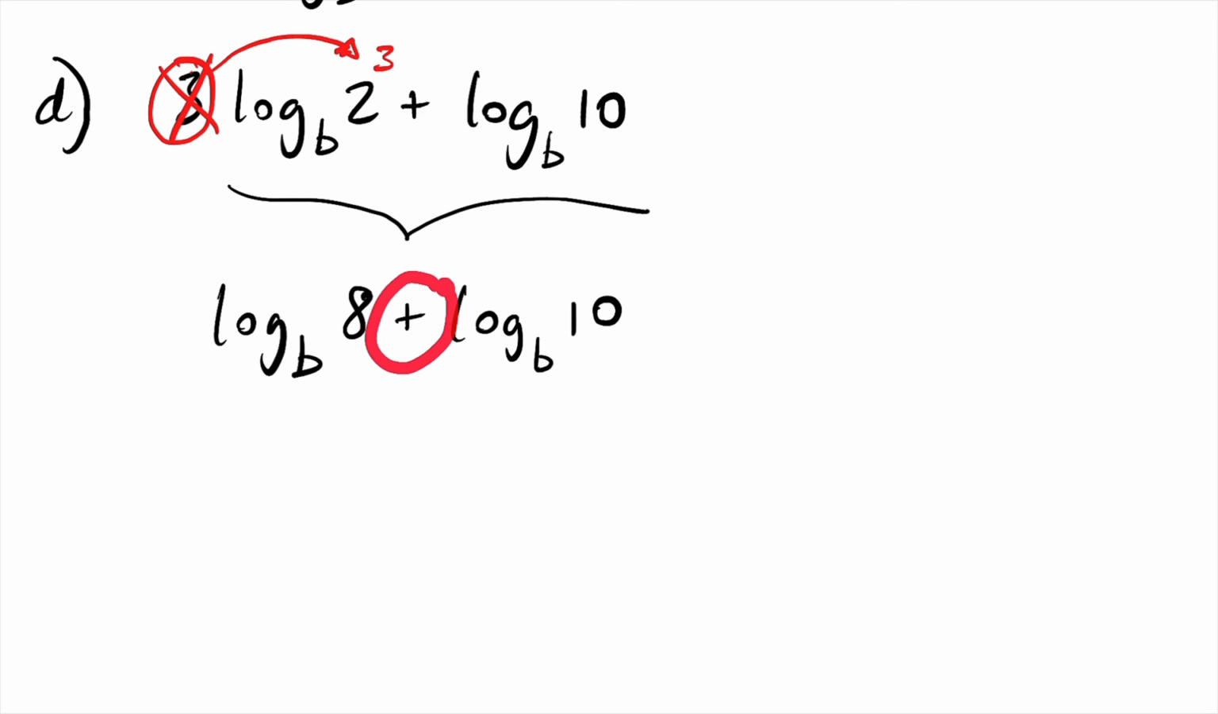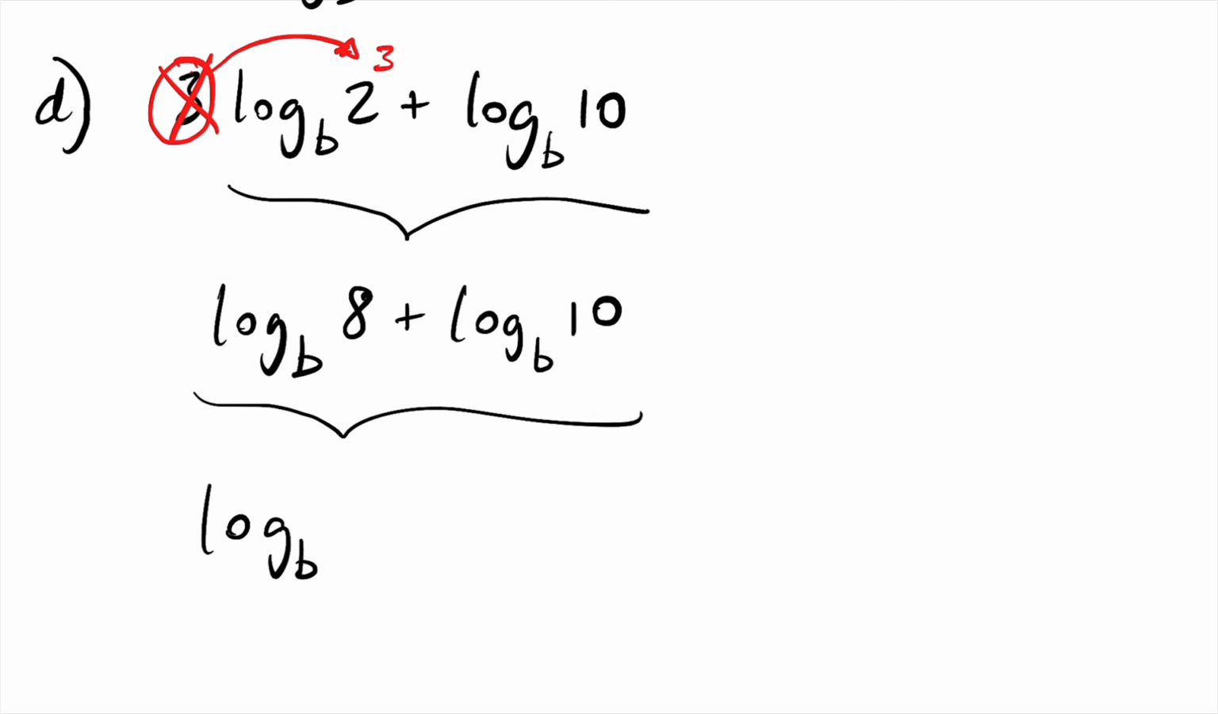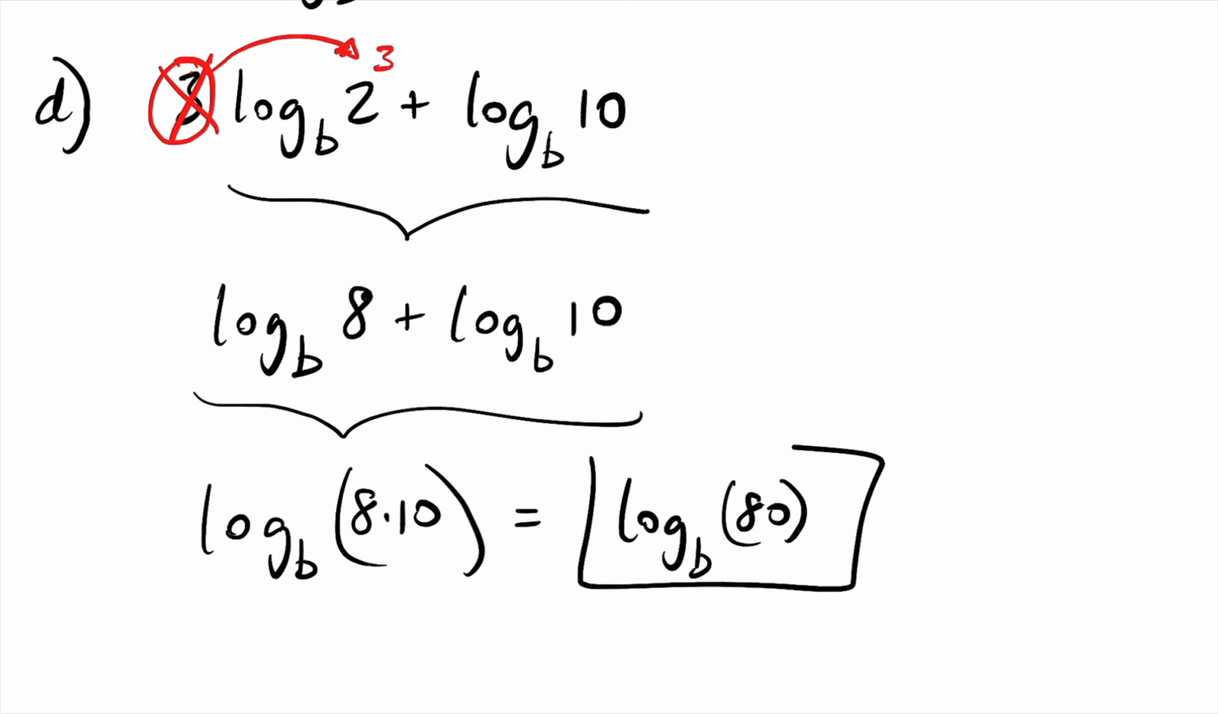So now I can combine them using multiplication, the product property. So instead of addition, I'm going to combine them. 1 log, 1 base B, 8 times 10. 8 times 10 is 80. Done.